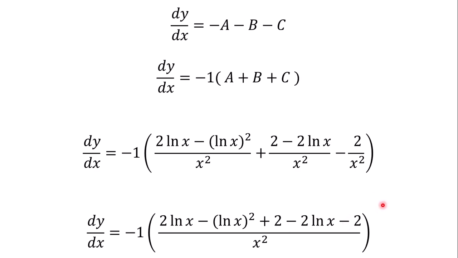And this also cancels out with this one, and it will be left with minus, in bracket, natural log of x all squared, divided by x squared. Remember it's in a bracket. So we will definitely open the bracket to know what we are going to get at the end of the day.